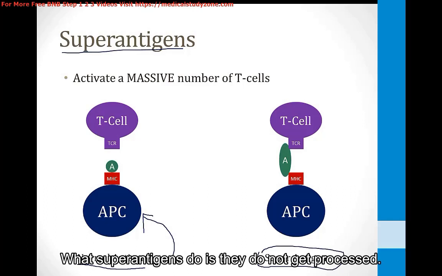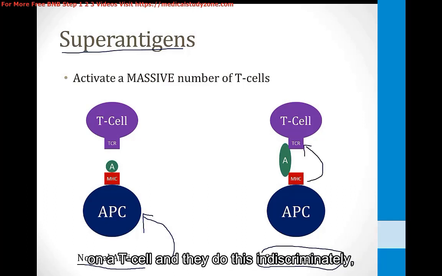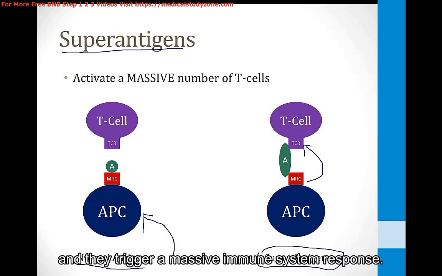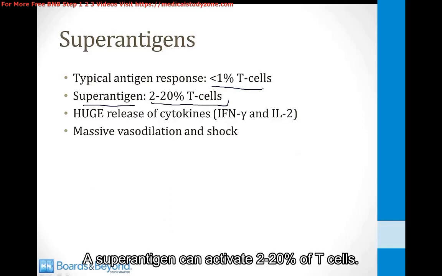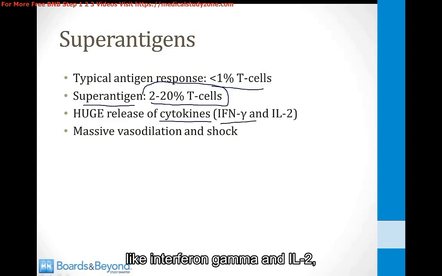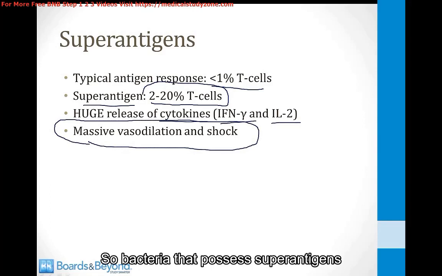What superantigens do is they do not get processed. They directly connect the MHC complex to the T cell receptor on a T cell, and they do this indiscriminately, and as a result, they activate many, many more T cells than would normally be activated, and they trigger a massive immune system response. So to put this into perspective, a typical antigen activates less than 1% of T cells. A superantigen can activate 2 to 20% of T cells. This results in a huge release of cytokines like interferon gamma and IL-2 and massive vasodilation and shock. So bacteria that possess superantigens can make patients very, very sick.